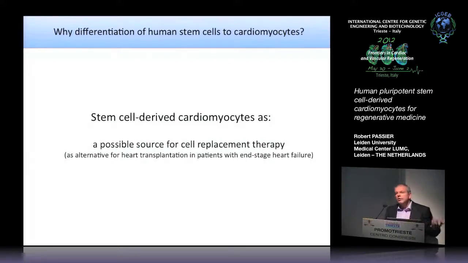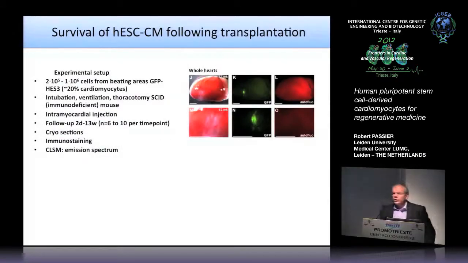Since the derivation of these embryonic stem cells, it was speculated that we could use them as a possible source for cell replacement therapy, and that's also what we've tried in the lab. The first thing we did was using a human embryonic stem cell line which expresses GFP ubiquitously, and after differentiation to cardiomyocytes we used 200,000 cells to 1 million cells. You have to remember that it's not a pure population of cardiomyocytes, but approximately 20% of these beating aggregates contain cardiomyocytes.